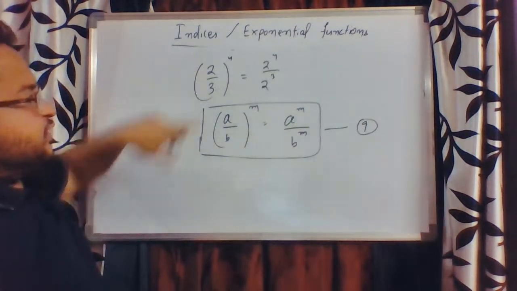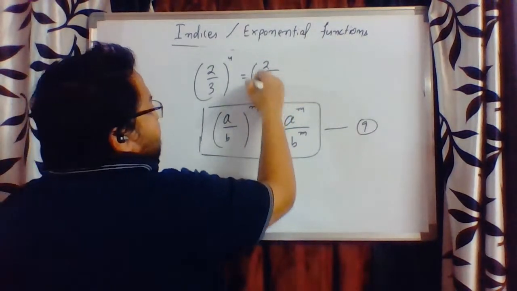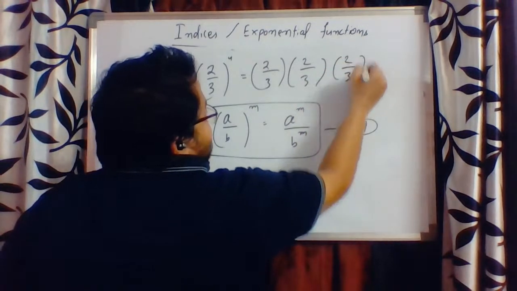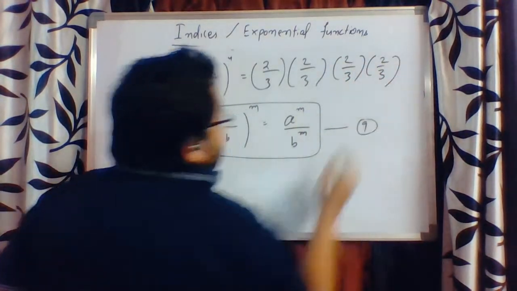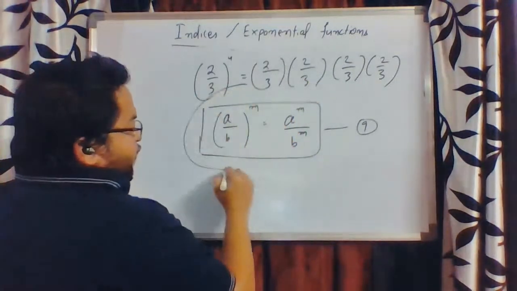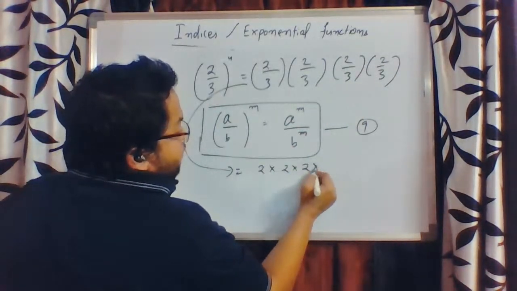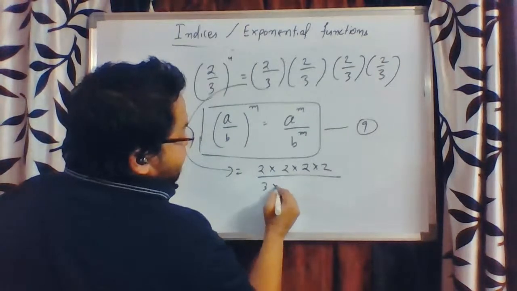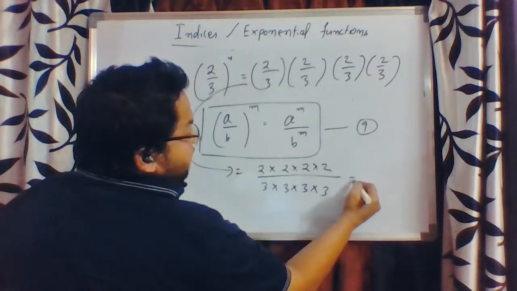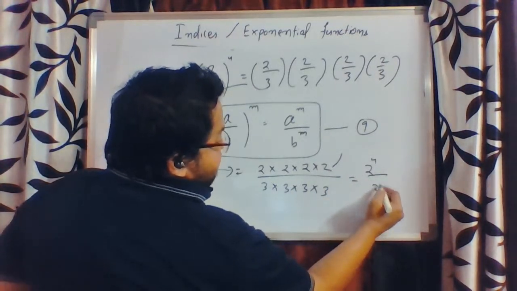So (2/3) raised to the power 4 is nothing but 2 by 3 into 2 by 3 into 2 by 3 into 2 by 3, right? So this can again be rewritten as, you can take all the four numerators together, 2 into 2 into 2 into 2 divided by 3 into 3 into 3 into 3. Again, using your law 1, this numerator is nothing but 2 to the power 4 and denominator is nothing but 3 to the power 4.